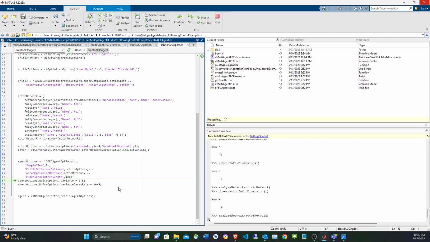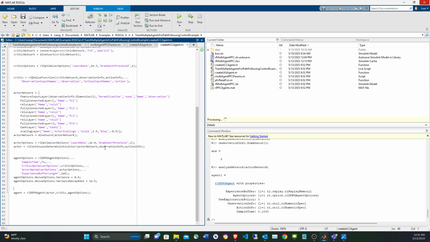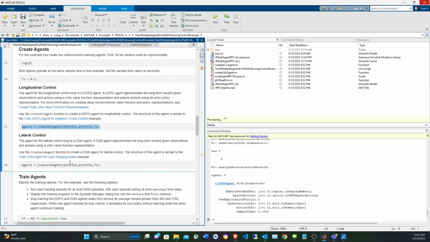Okay. So finally, you have the options, you have the actor and critic, and you create the DDPG agent, and we have our acceleration DDPG agent. So let's go and do the same for the critic. For the steering agent.